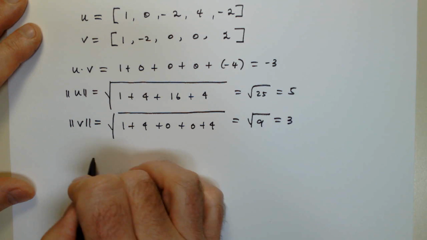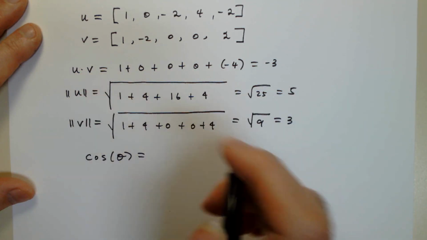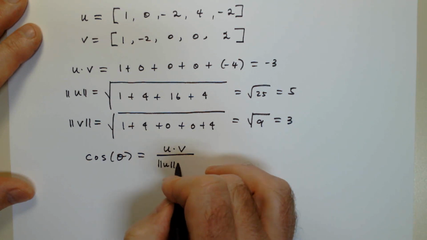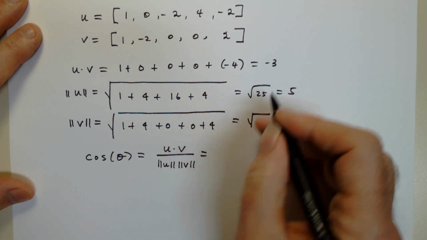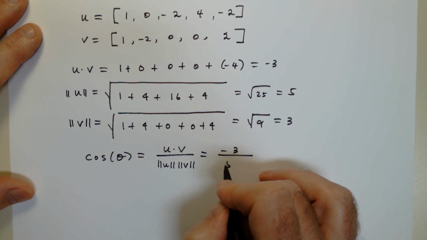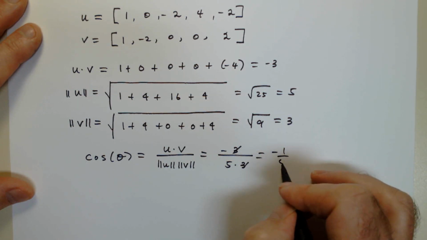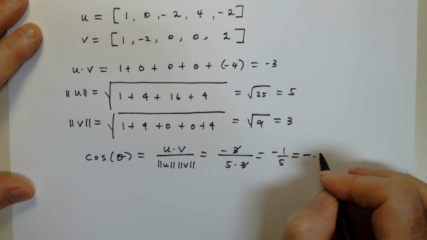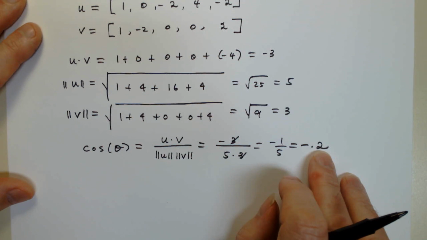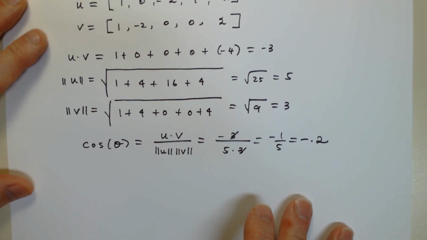Now, we know that the cosine of the angle between the vectors is going to be u dot v divided by length of u, length of v. So plugging in, we'll have negative 3, we'll have 5, and 3. Well, the 3's cancel, so we get negative 1/5 or negative 0.2. Now, at this point, this is not a common value for the cosine. This is not going to be an elementary angle. And so we would have to use some kind of device to help us calculate this.